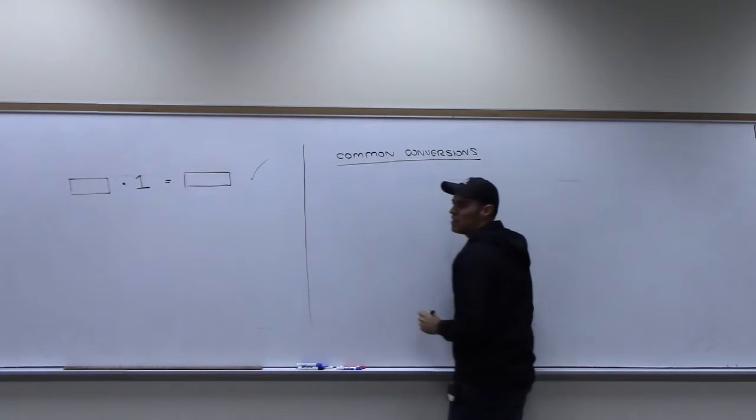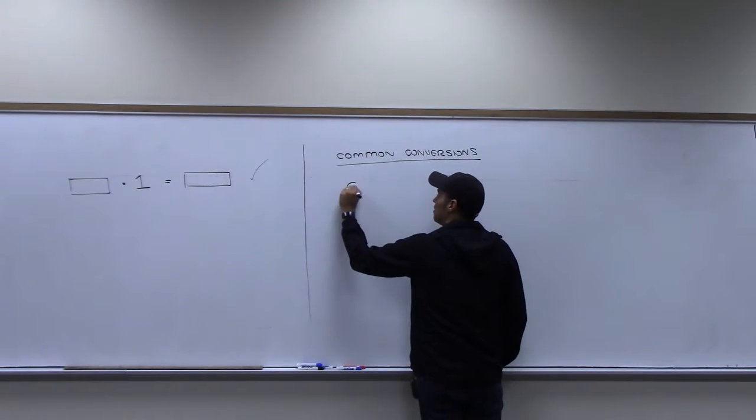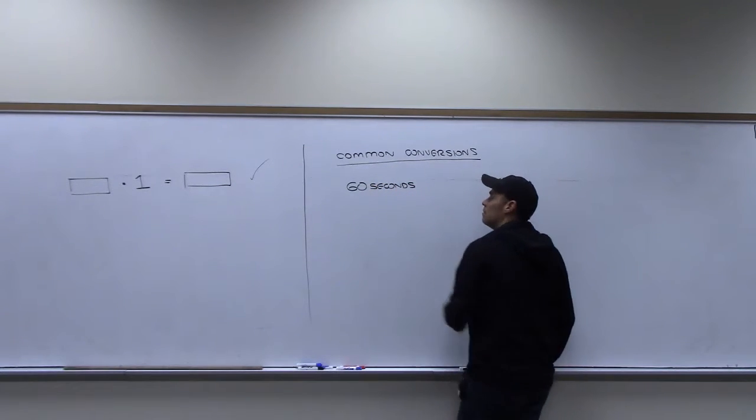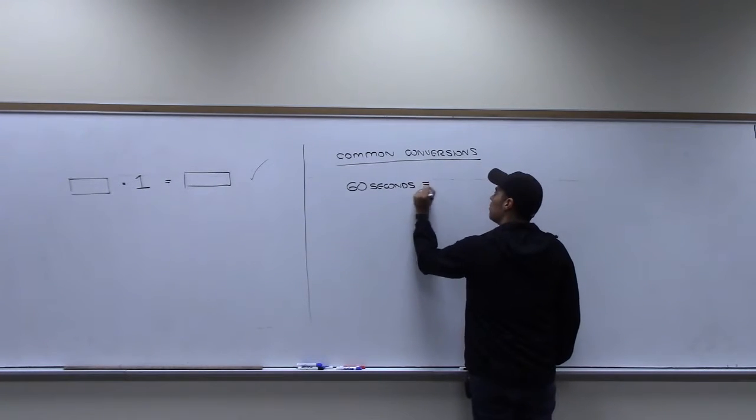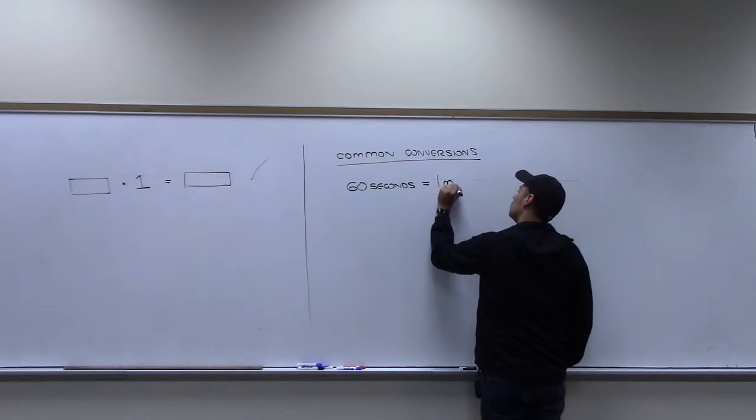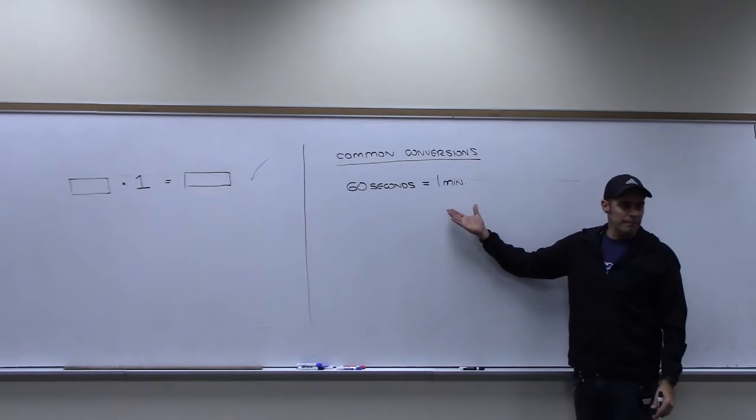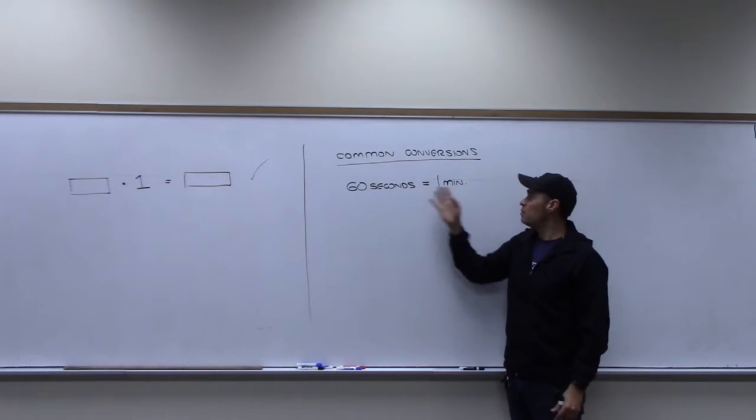Let's first talk about time, all right? We know that there are 60 seconds in 1 minute, right? So I could say 60 seconds is equal to 1 minute. I'm just going to put 1 min. We know this is true, right? So this is an equation: 60 seconds equals 1 minute.